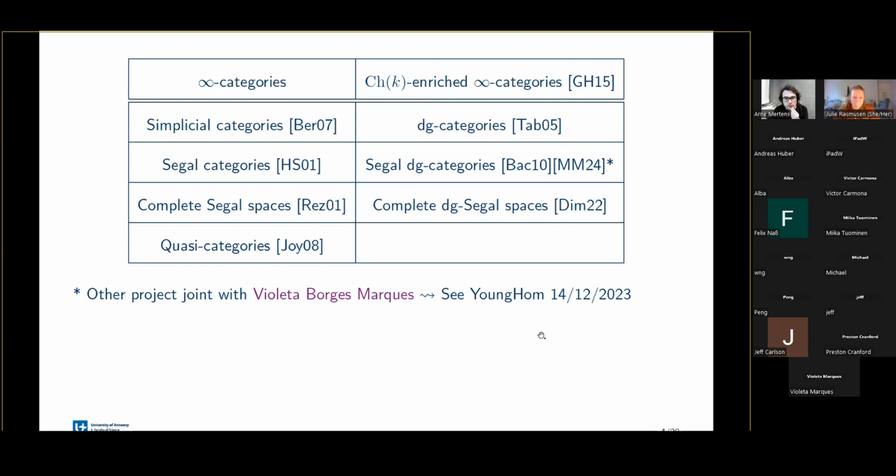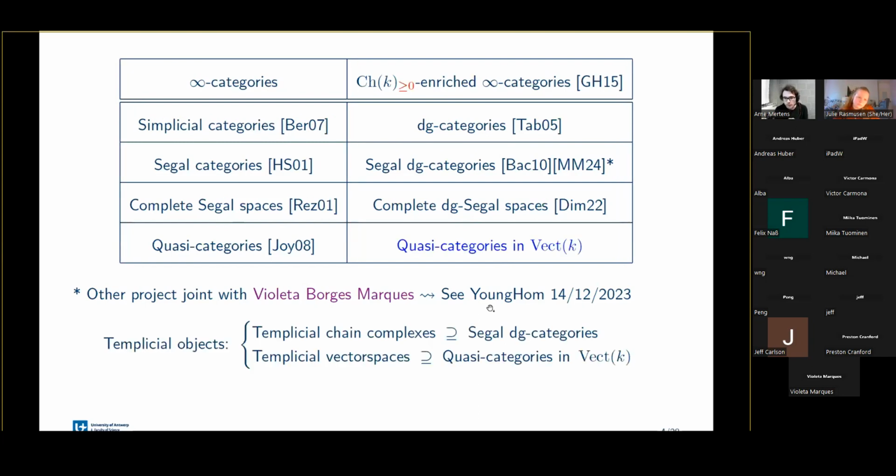And then on the complete Segal space side, there are complete DG Segal spaces, which were introduced by Elena Dimitriadis Bermejo, a student of Bertrand Toën. And then finally, what I want to talk about today is this little gap here at the bottom. So what is an appropriate enriched analog of quasi-categories that we can define? That's what I want to talk about today.